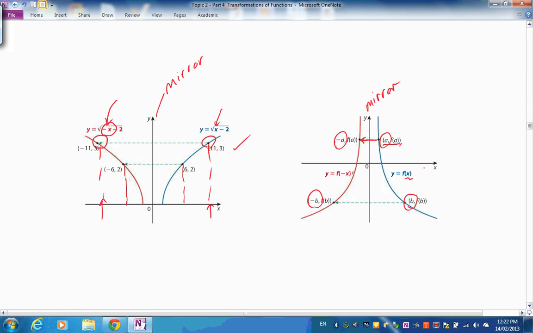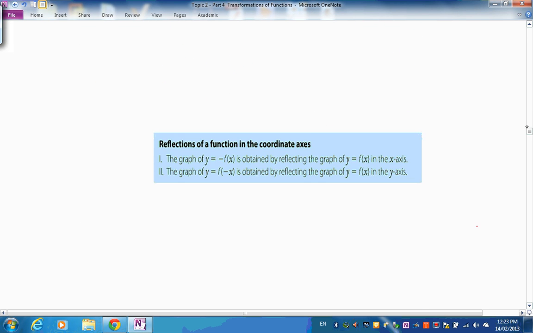So what are we doing? X has become neg x. So into the function, to get a reflection in the y-axis, we'll put neg x in place of x. All right, so we've got some reflections now, and let's have a look at summarising that.